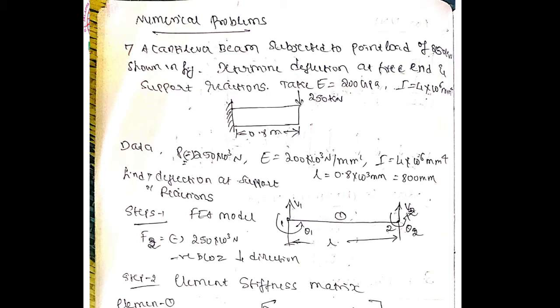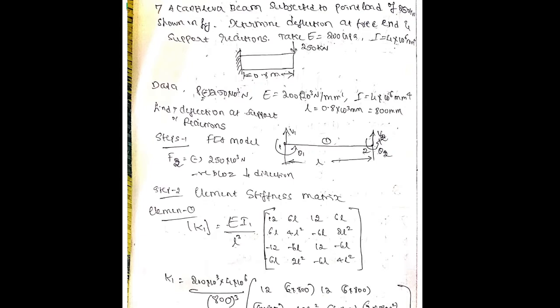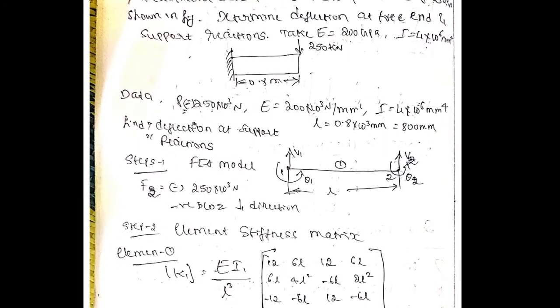See, as usual, first step you have to write the data clearly. Let us take P is equal to, or F is equal to, 250 kilonewton. Minus or plus, here we need to use the sign convention. What is sign convention? Very important here. Downward force we are considering negative. Upward forces are positive. And clockwise moments are negative. Anti-clockwise moments are positive. That you keep in mind. Therefore, you can write minus 250 into 10 raised to 3 Newton.